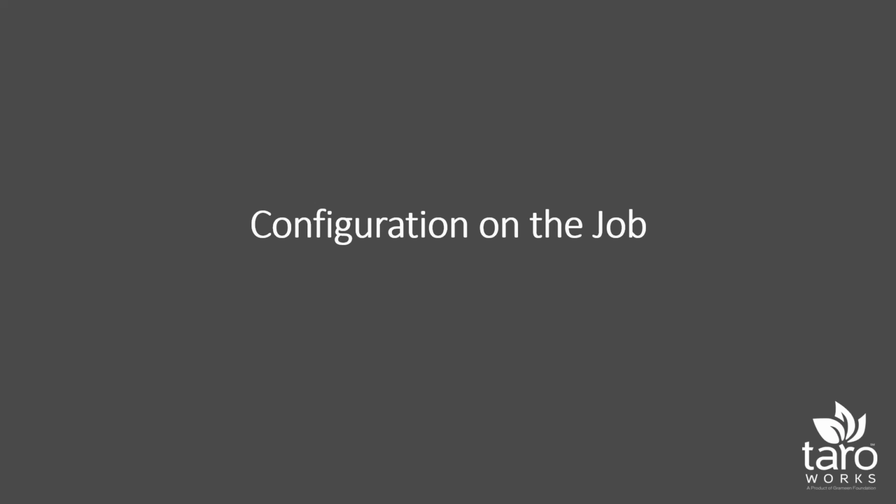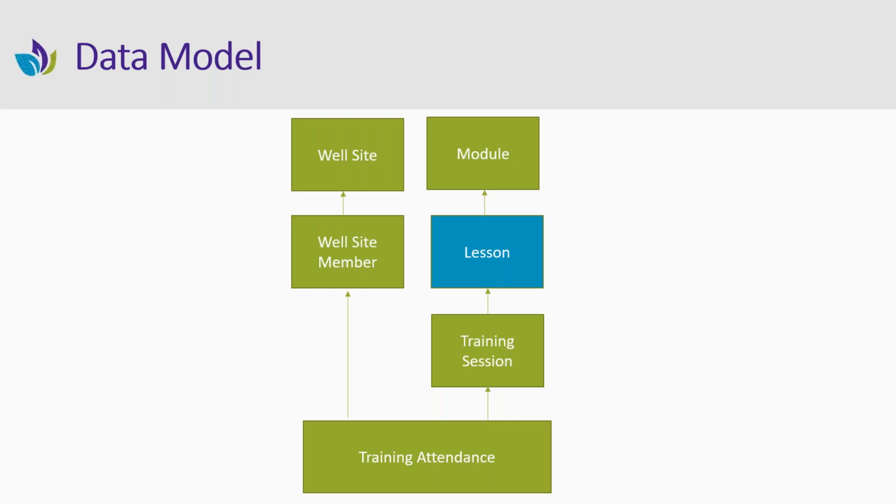So let's look at the configuration for the job on Salesforce. But before that, we're going to look at the data model for our organization Aquacom. These are the objects that we're going to interact with today, and we have two levels of these objects. On the left, we have the well site object, and the well site object is looked at by the well site member. Then the well site member is a parent of the training attendance object. And on the right, the highest object here is the module object, which is a parent of the lesson object, and the lesson object is a parent of the training session object.